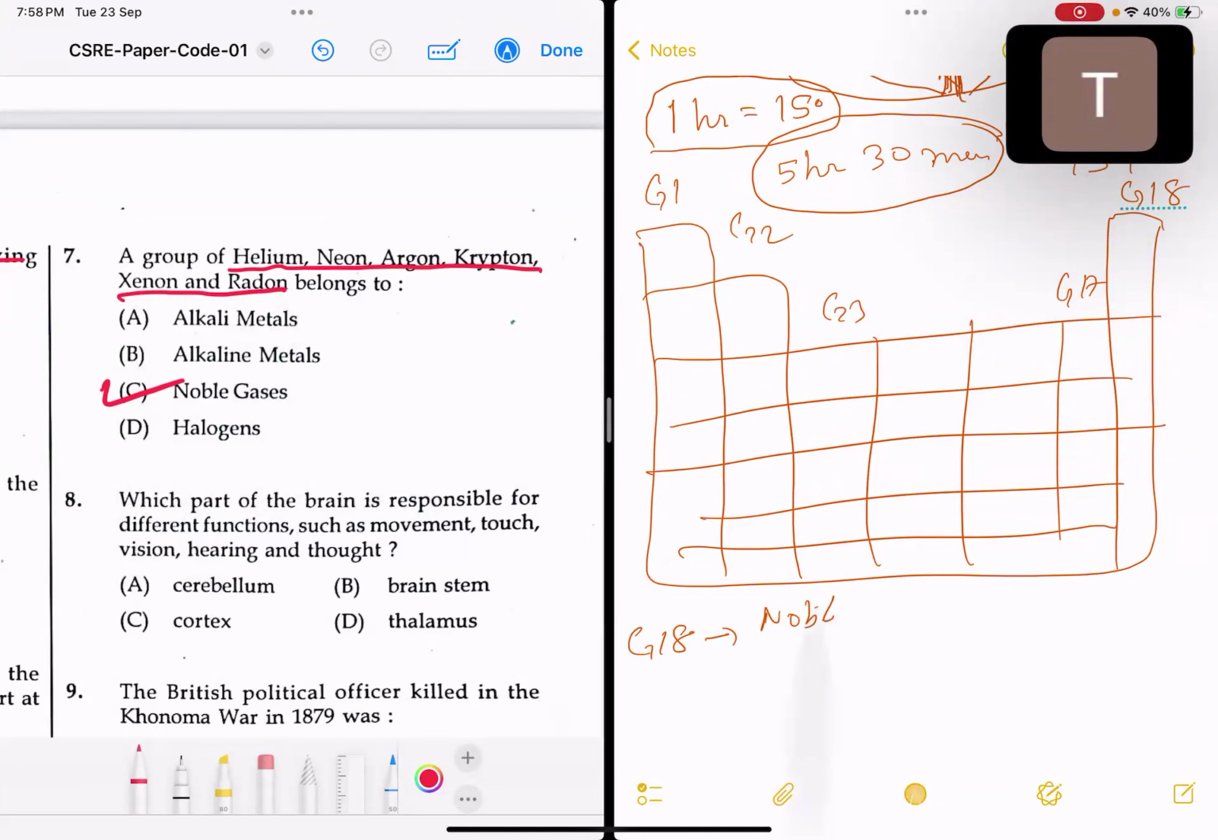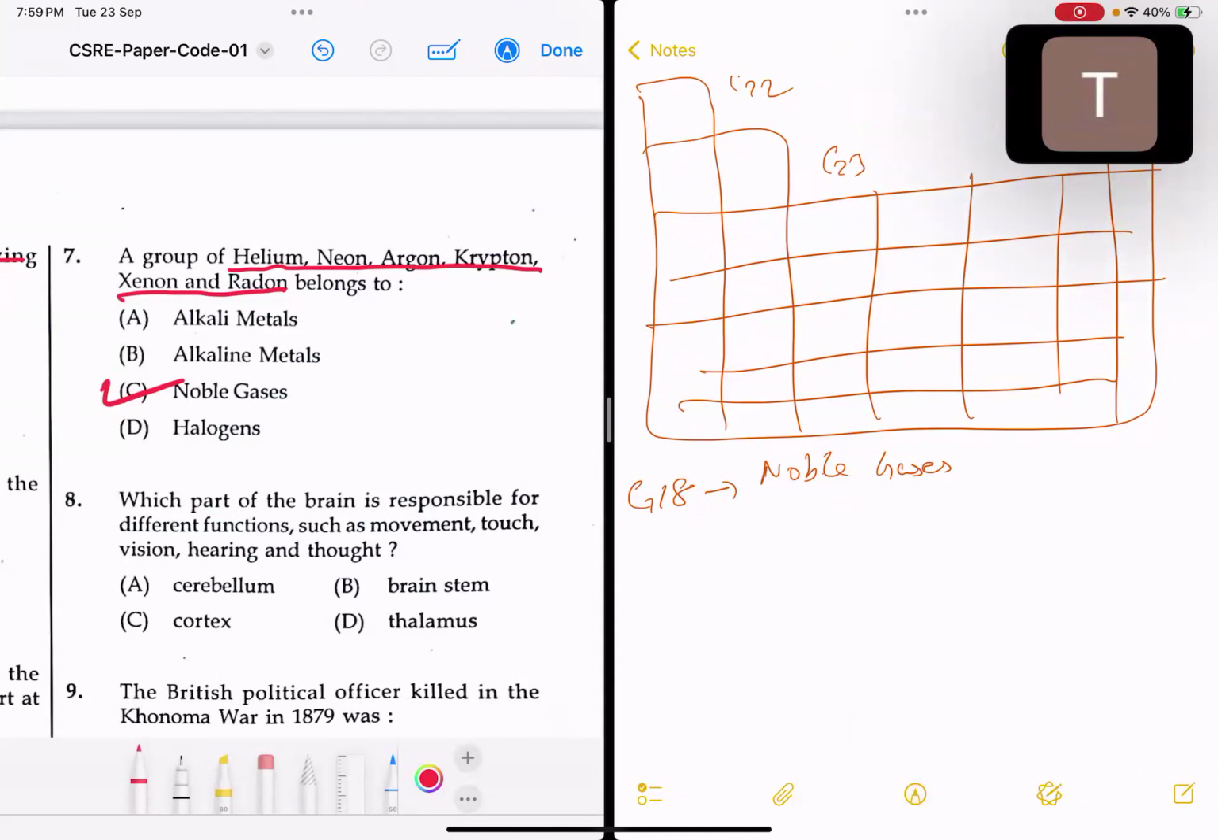The noble gases include helium, argon, krypton, xenon, and radon. These are known as noble gases because they are quite inert, in the sense that they do not react easily with other chemical compounds. That is why in nature they exist as themselves only; they do not exist in compound form. So the correct option is noble gases.